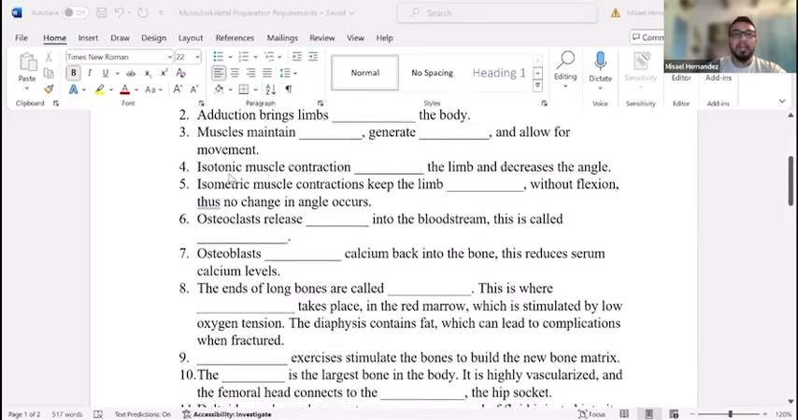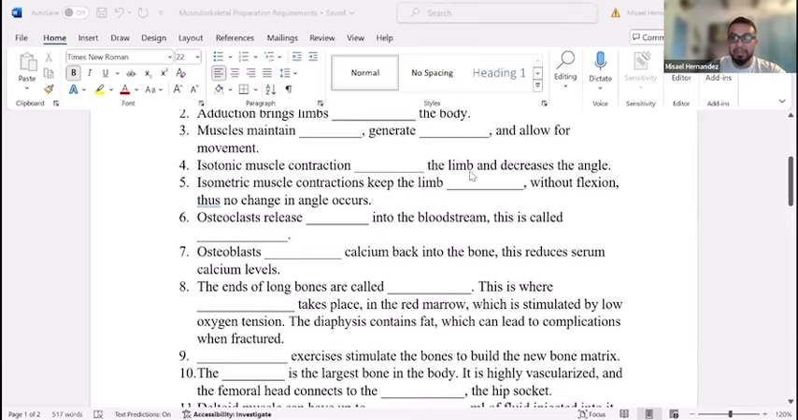Number four, isotonic muscle contractions blank the limb and decreases the angle. Isometric muscle contractions keep the limb blank without flexion, thus no change in angle occurs. Number six, osteoclasts release blank into the bloodstream. This is called blank. Number seven, osteoblasts blank calcium back into the bone. This reduces serum calcium levels.